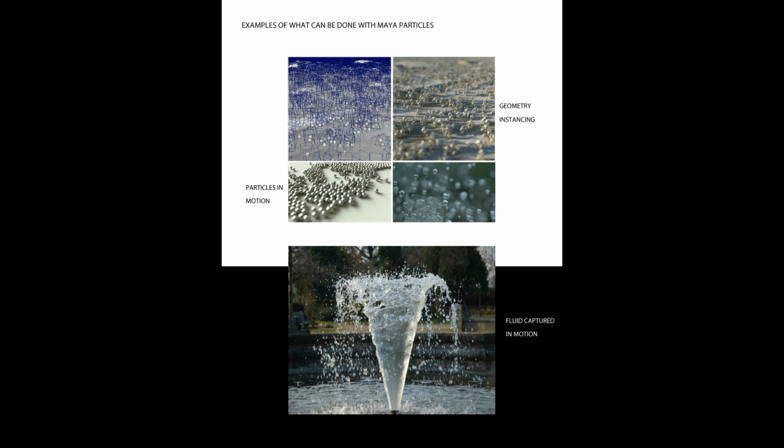Here's a few examples of some powerful ways Maya can be used for visualizations. At the top, there's an example of geometry instancing, where multiple copies of a mesh can be assigned to points or particles that behave in a certain way, and then they can be rendered.